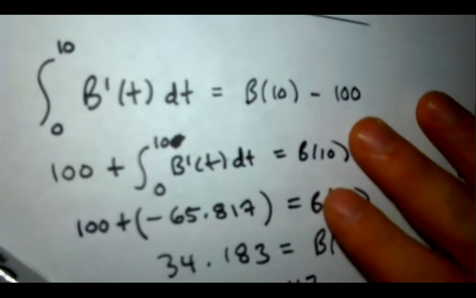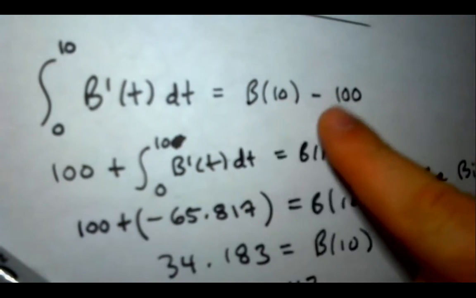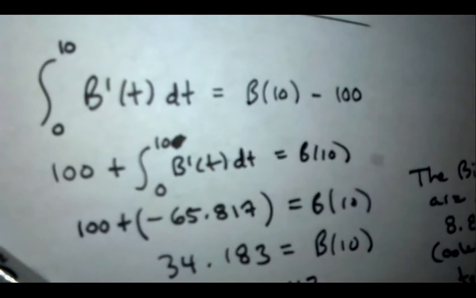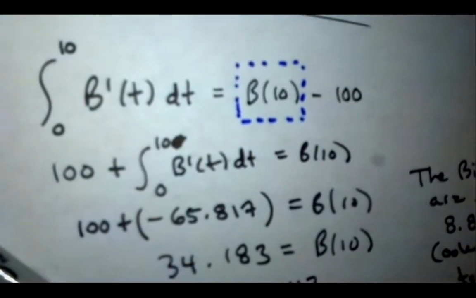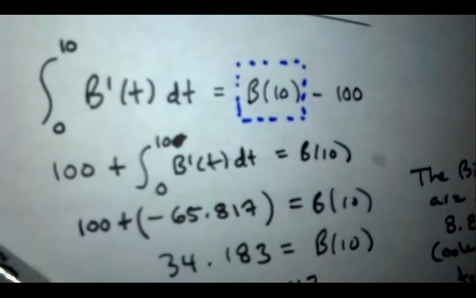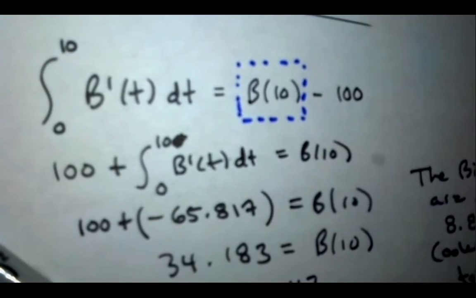Remember, when you integrate this, it gives me the temperature at 10 minus the temperature at 0. So to solve for the temperature at 10, this right here, I'll put a box around it. This blue box stands for the temperature of the biscuits at t equals 10. This is just one piece of the puzzle that takes you there. Okay. So then you got to combine it with that 100. And then when you do that, now you've solved for B at 10, which is the temperature of the biscuits at 10.